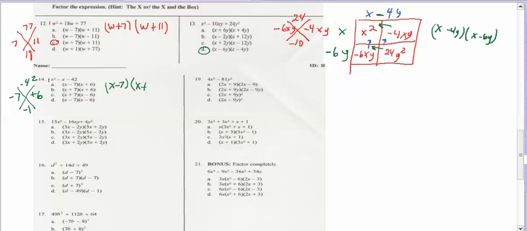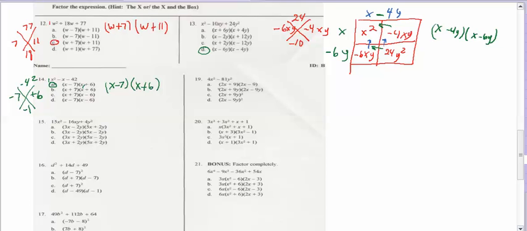and x plus 6. So number 14 is going to be x minus 7, x plus 6. It's going to be this one. I almost chose the wrong one. I almost looked at C, but I need the positive 6 and a negative 7. That's that one. Okay, the next one.